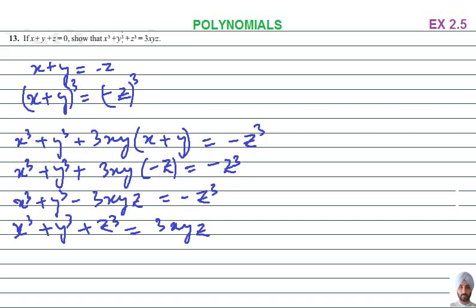Questions number 14, 15 and 16 are just middle term splitting or factorization that you have done earlier. So all the identities, all the methods, all the techniques you have learned. Now the chapter is complete and we will be having a test very shortly. So be prepared. That's all for today.